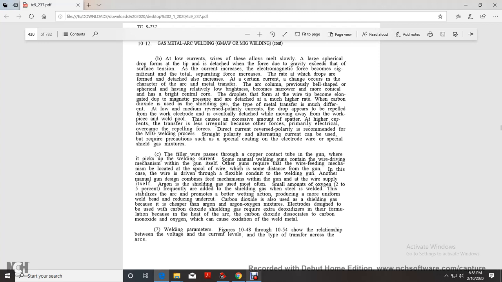Direct current reverse polarity is recommended with the MIG welding process. Straight polarity and alternating current can be used by requiring precaution, with a special coating on the electrode wire, especially with a special shielding gas mixture.